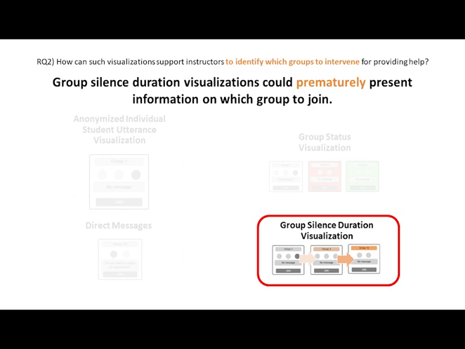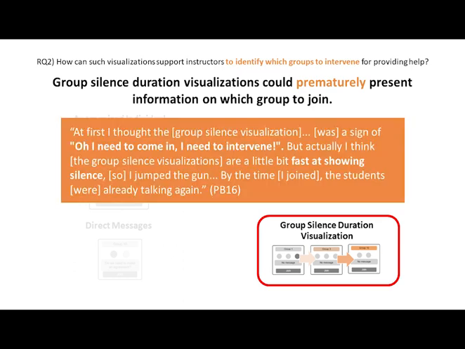However, the participants articulated that group silence duration visualizations could also prematurely present information on which group to join. PB16 described, "At first, I thought the group silence visualization was a sign of, oh, I need to come in, I need to intervene. But actually, I think the group silence visualizations are a bit fast at showing silence, so I jumped the gun. By the time I joined, the students were already talking again."